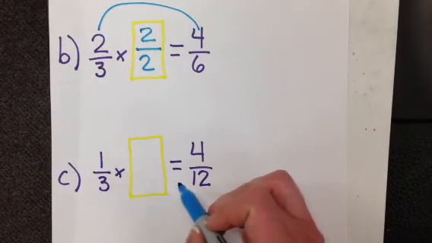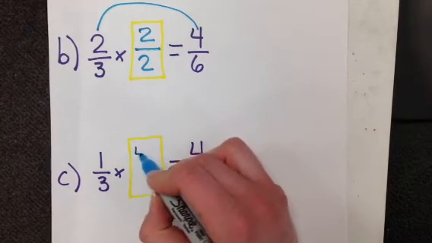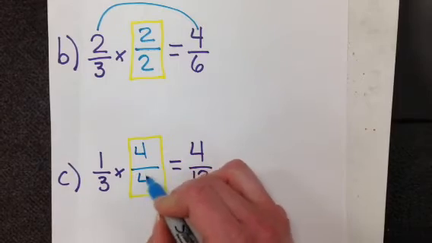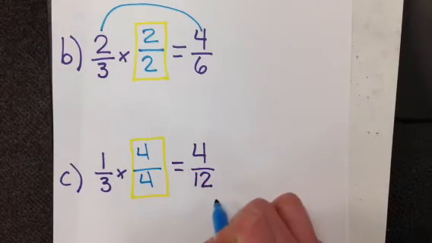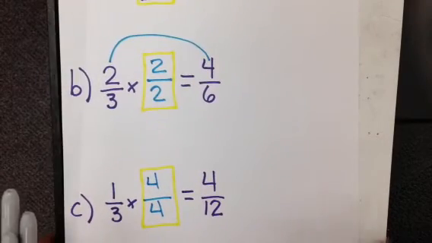Okay, 1/3 times something equals 4/12. 1 times what is 4? Well, that would definitely be 4, which means the bottom is 4, so it equals 1. 3 times 4 is 12. Good. Remember, feel free to pause at any time.